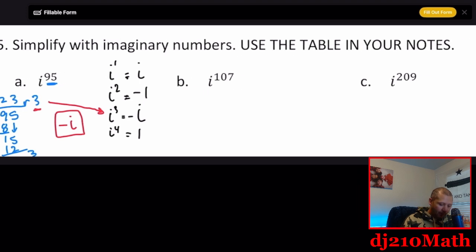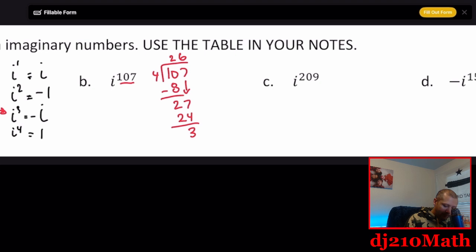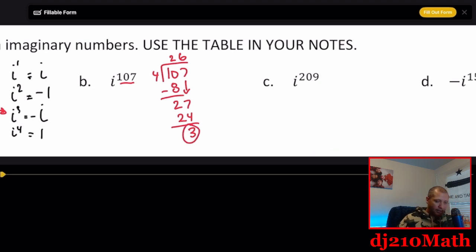Try it again. I'll leave it up to the left. So this is going to be 107. 107 divided by 4 is 2. 2 times 2 is 8. Subtract 22. Bring down the 7. This is going to be 6, right? Because 6 times 4 is 24. Remainder 3. Again, this is the power of I from the list I want to look at. So this is going to be, again, coincidentally, -I.